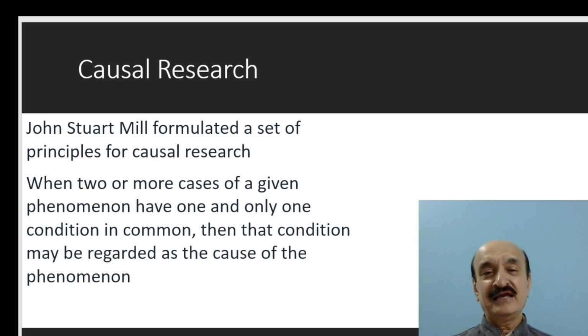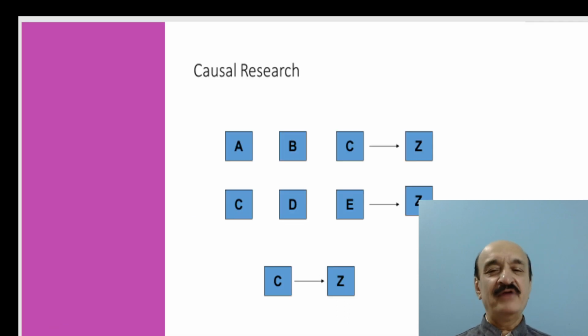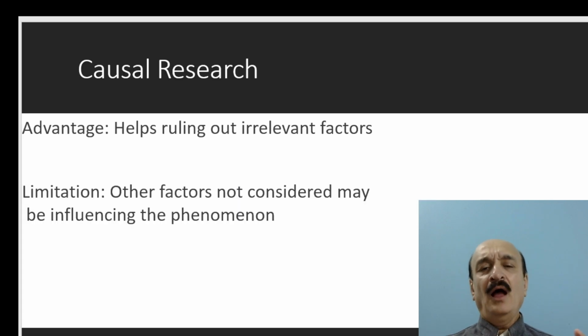What he means can be understood pictorially in a very simple way. So, there are events A, B, C in a condition and it leads to Z, and in another condition, there are three events C, D, and E. Now we can observe that it is C which is common in both these conditions. And therefore, John Stuart Mill concludes that it is C which is leading to Z. That means C is the cause of the Z. This theory put forth was really helpful in ruling out irrelevant factors.